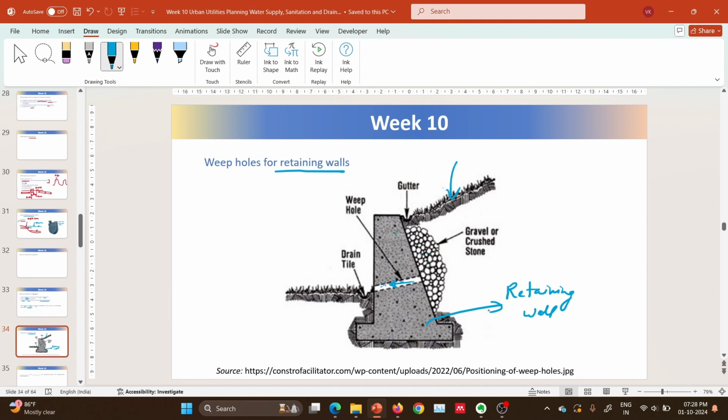The weep holes are provided for two considerations. One, we need to prevent erosion. Second, if the water is not removed, this retaining wall will have more pressure on its face. So that's why we need to remove water out of this region.